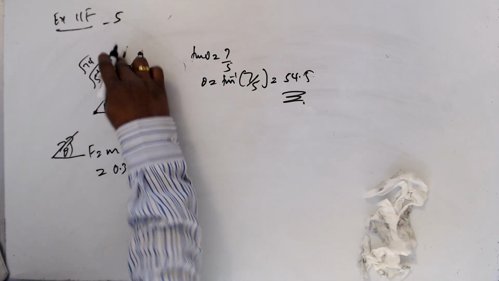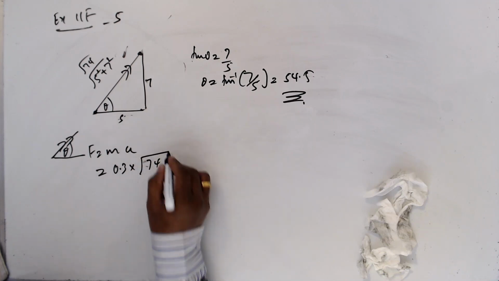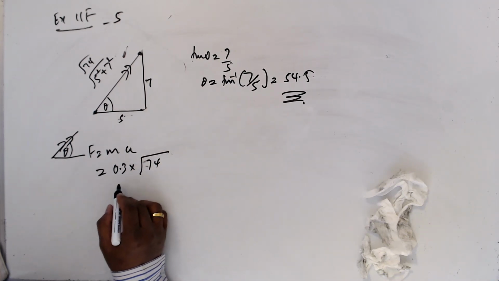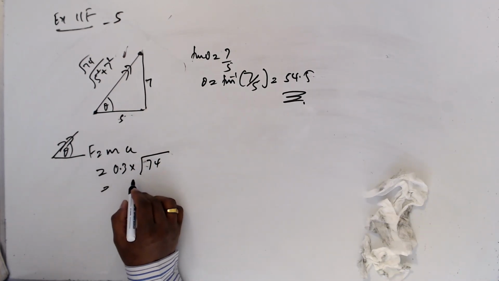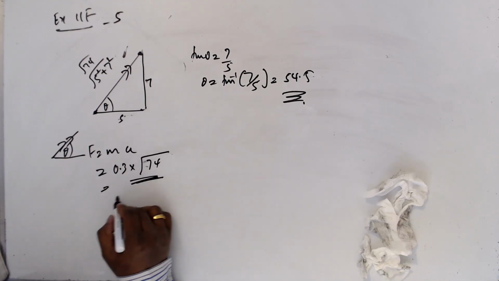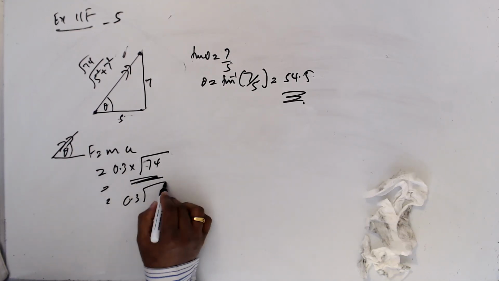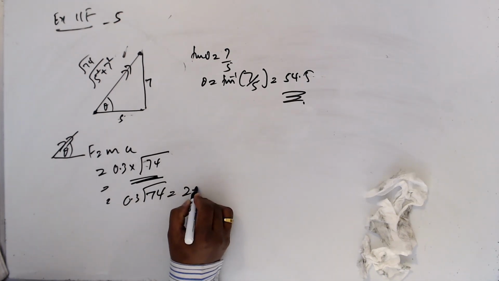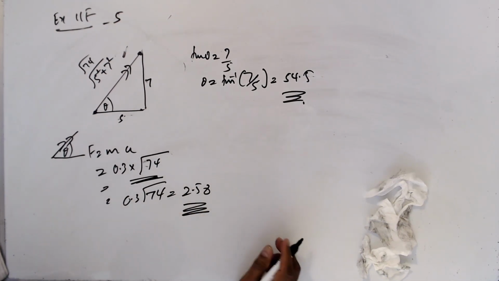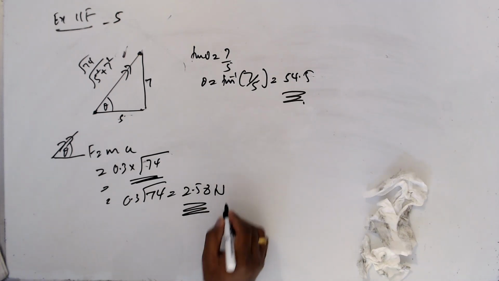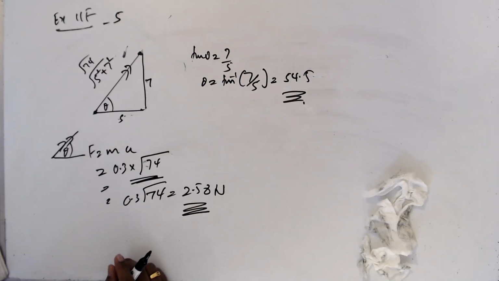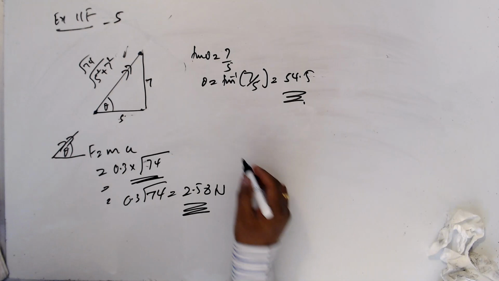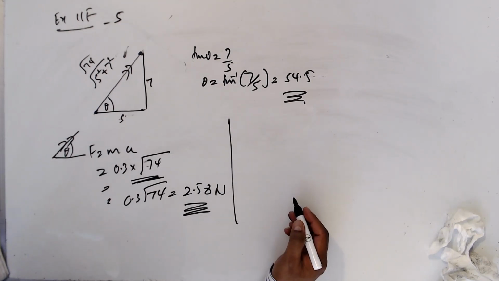Acceleration is square root 74. Okay, so this is the final answer: 0.3 times the square root of 74. This is 2.58 Newton. You can keep the answer in the vector form as well. They don't ask this one.